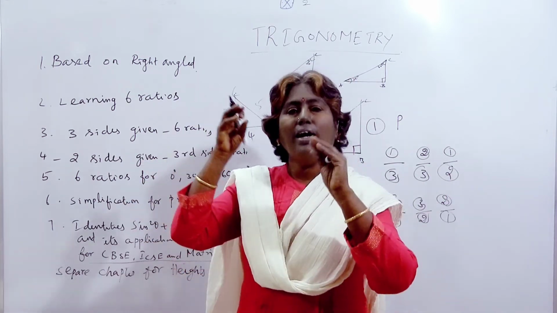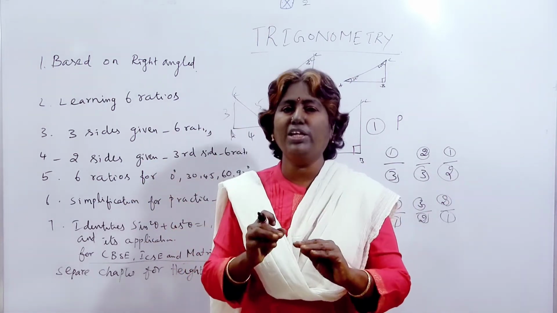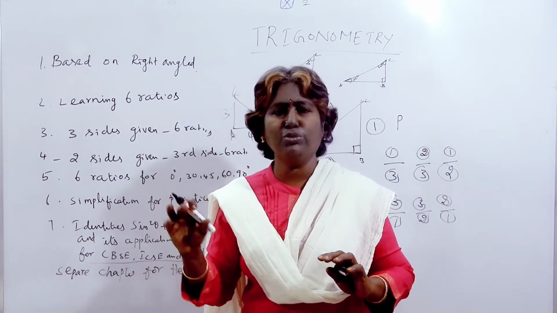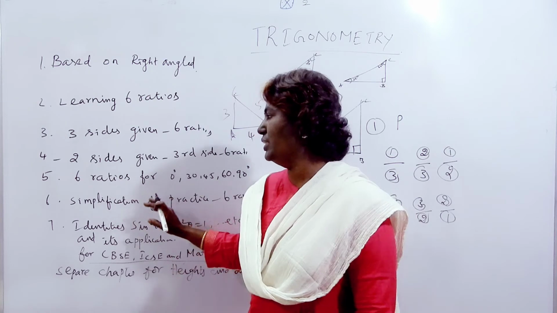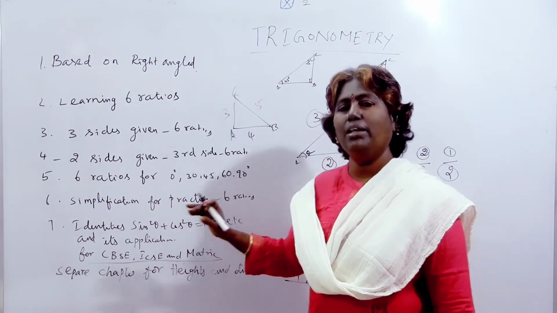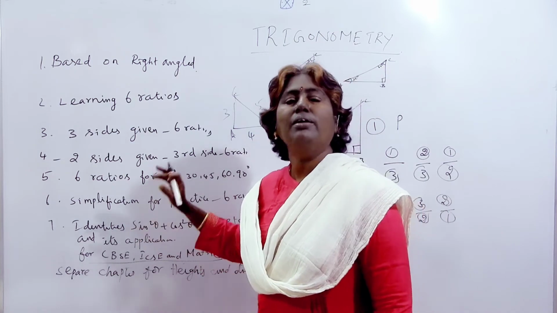You have to write the answers for those ratios, and then we will do the simplification like using BODMAS rule. Whatever it is, we will do the simplification. That is the next concept they used to give. In the next exercise, they will ask you to do the identities.